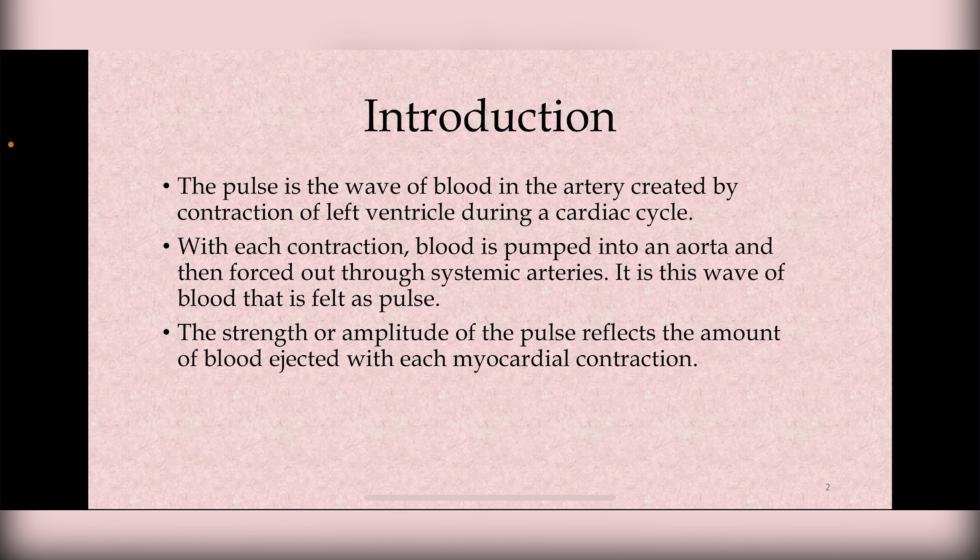So basically there are four structures in our heart, two atria and two ventricles. But blood only pumps out through the left ventricle. Now with each contraction blood is pumped into the aorta and then forced out through systemic arteries. It is this wave of blood that is felt as a pulse. The strength or amplitude of the pulse reflects the amount of blood ejected with each myocardial contraction.